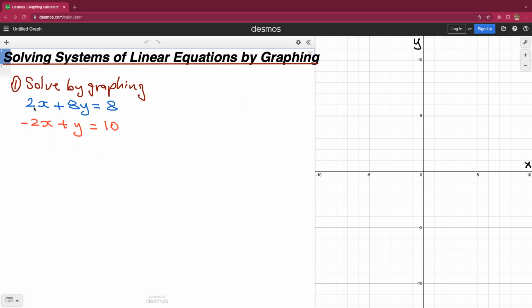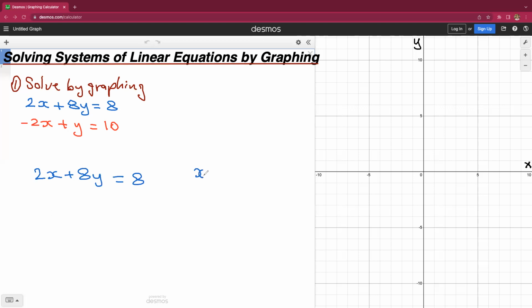We have 2x plus 8y equals 8, and negative 2x plus y equals 10. As in the last chapter, I showed you how to graph linear equations in standard form. This is called the standard form. So if we have 2x plus 8y equals 8, the best way to graph this is to find the x-intercept and the y-intercept.